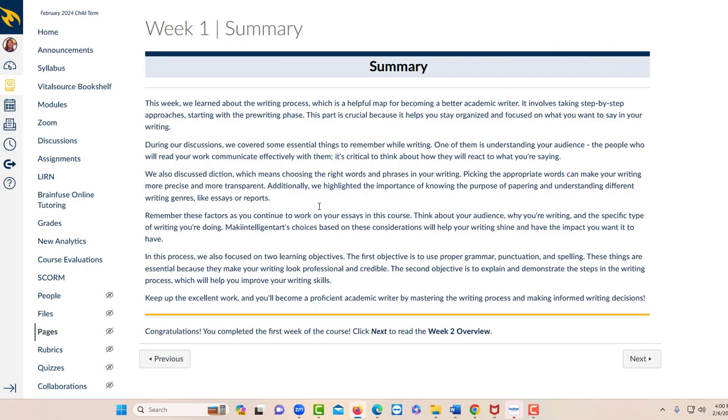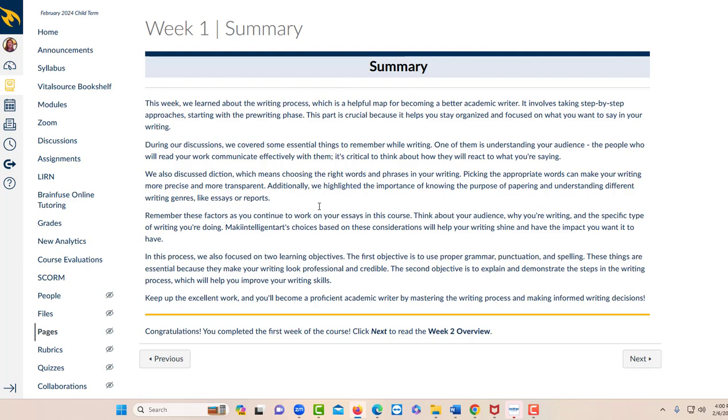One of them is understanding your audience, the people who will read your work, and communicating effectively with them. It's critical to think about how they will react to what you're saying. We also discussed diction, which means choosing the right words and phrases in your writing. Picking the appropriate words can make your writing more precise and more transparent. We also highlighted the importance of knowing the purpose of your paper and understanding different writing genres like essays or reports.